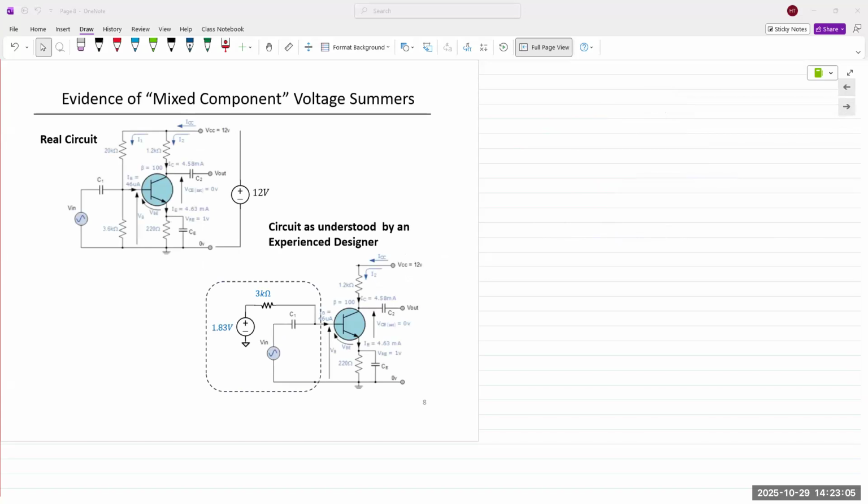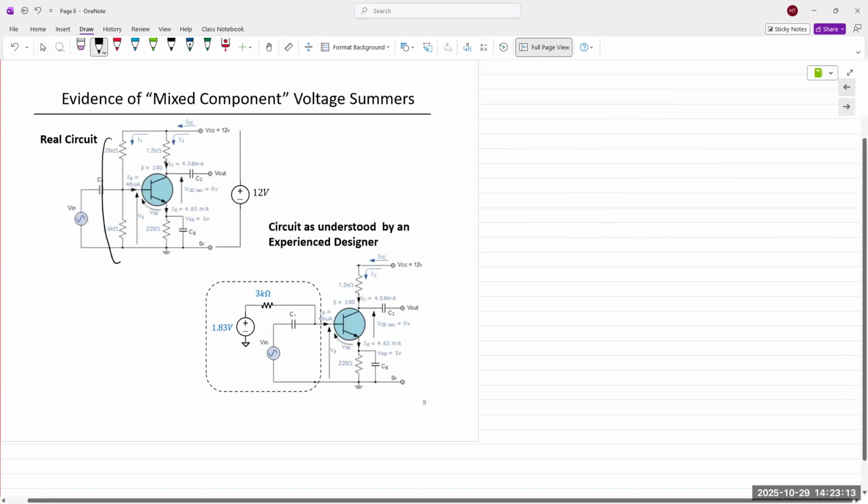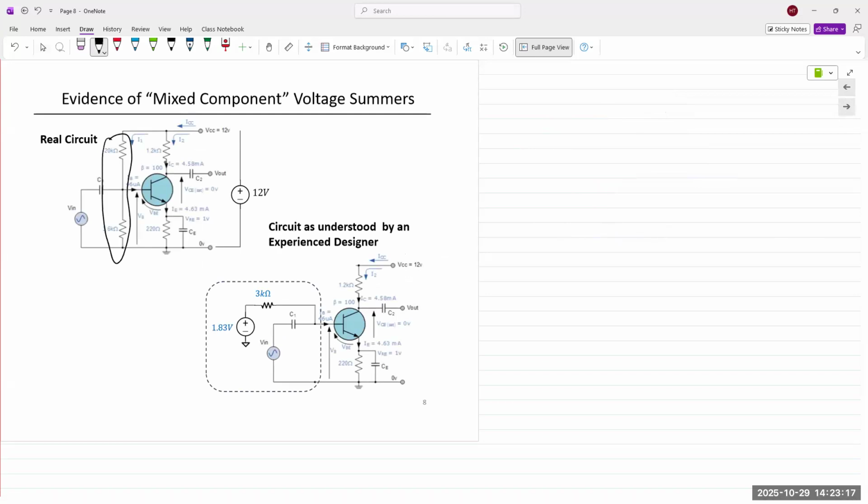Mixed component voltage summers. Well, this goes back to the transistor application. We have a voltage divider circuit creating a biasing voltage for the base of the transistor. And then, of course, we find the Thevenin equivalent circuit as seen by the base.